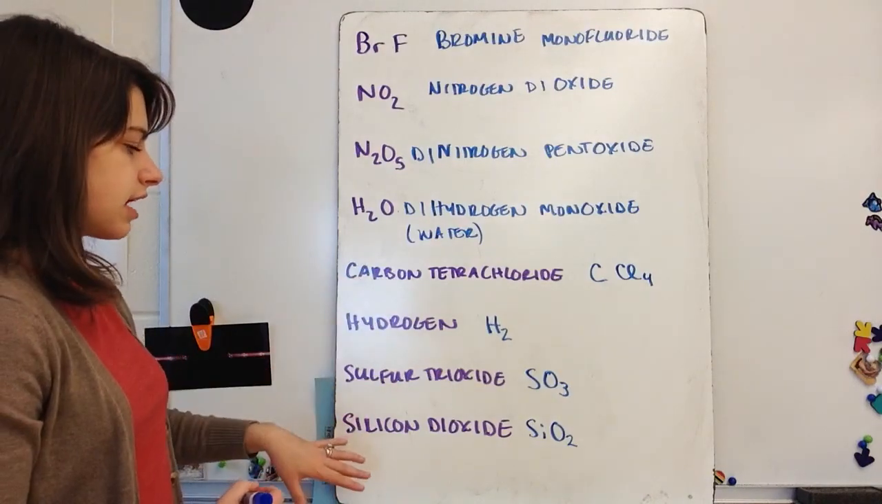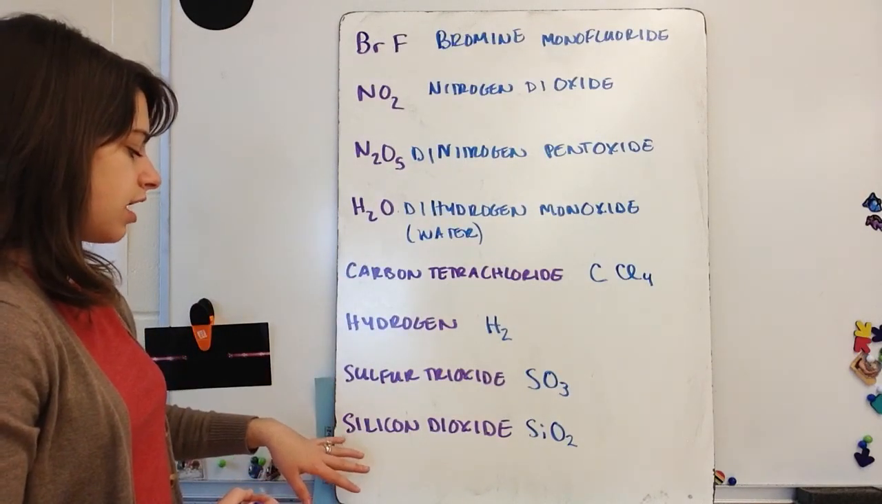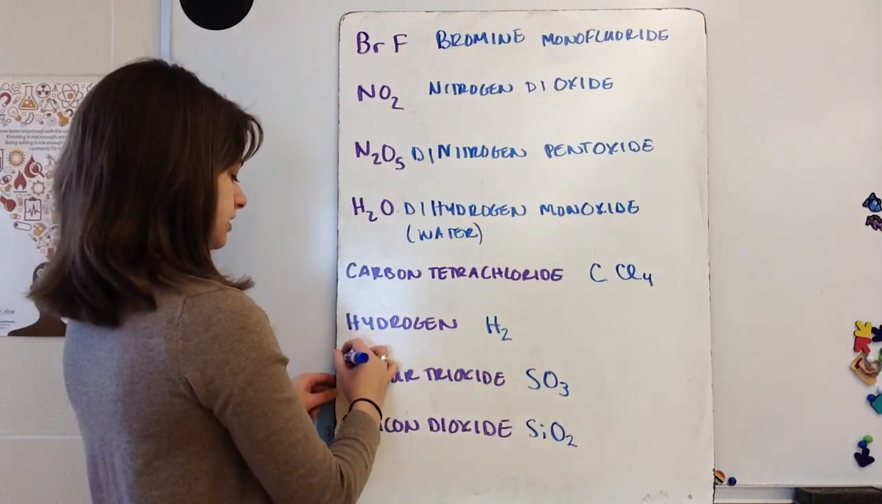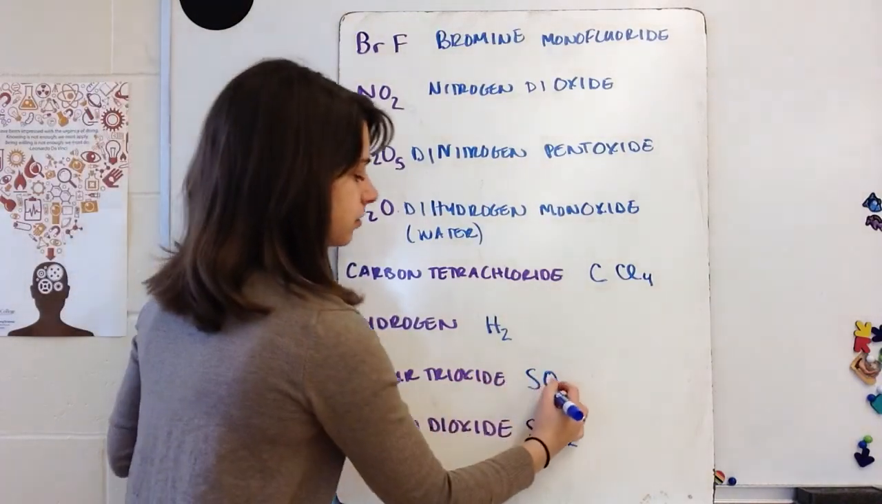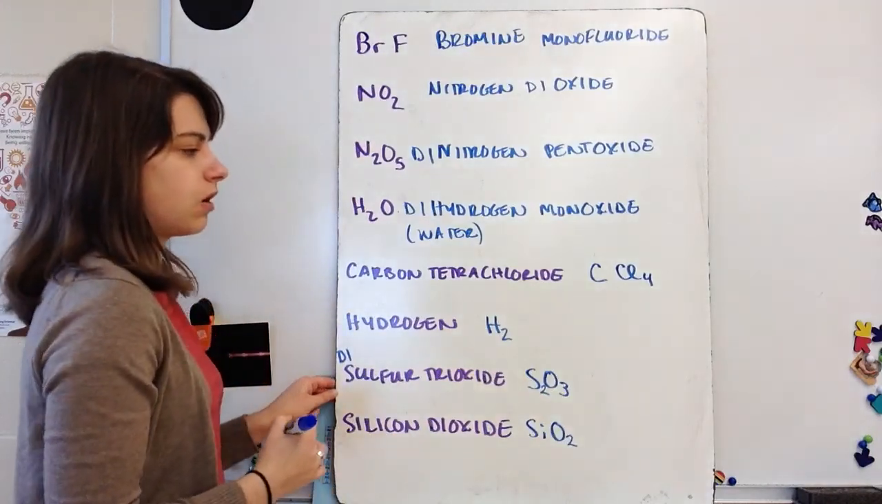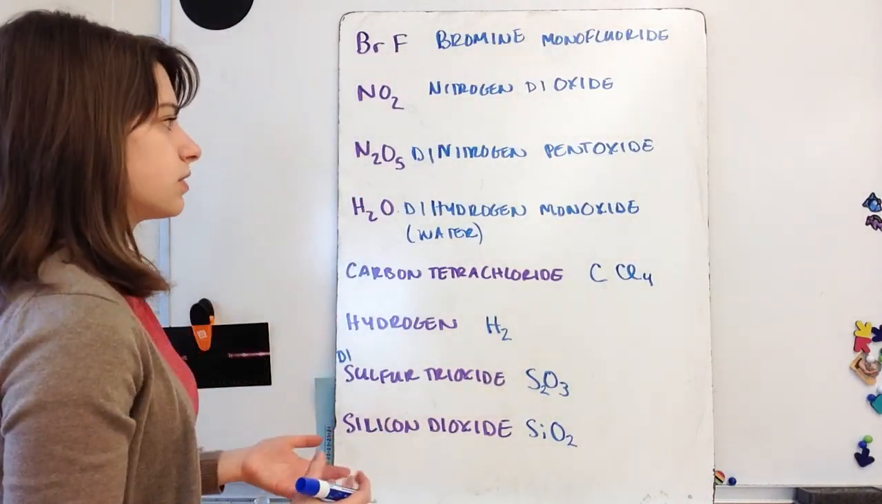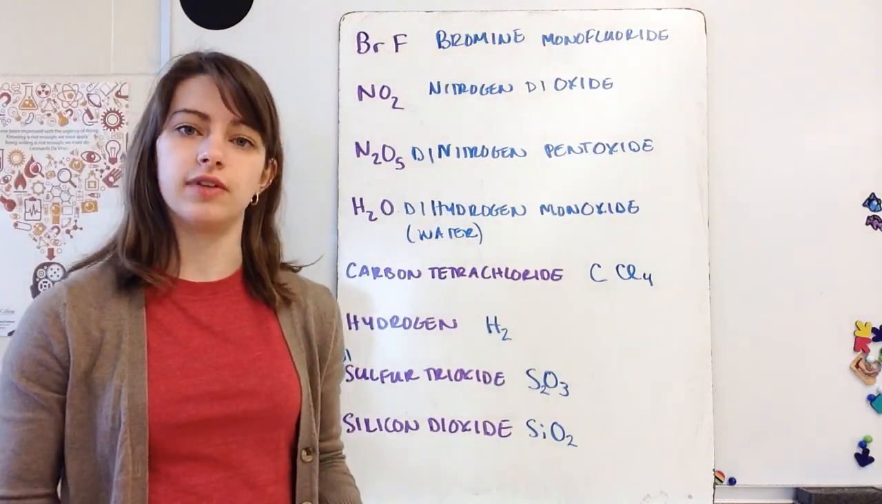Now none of these had a prefix on the first element, but if it did have a prefix, say this was disulfur trioxide, it would be S2O3. So that's all that would change. So that's how we go back and forth between formulas and names for covalent compounds.